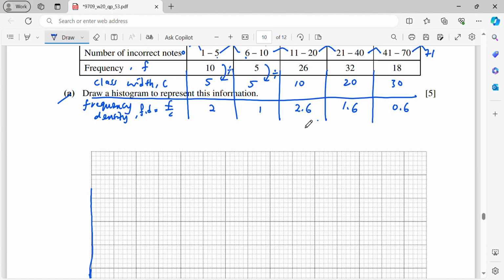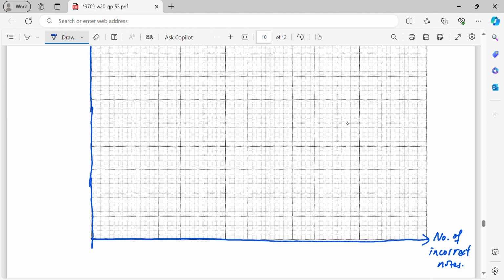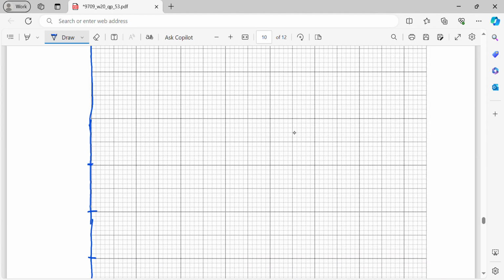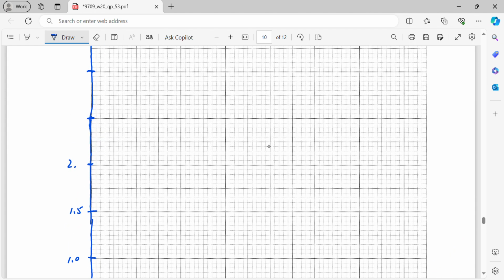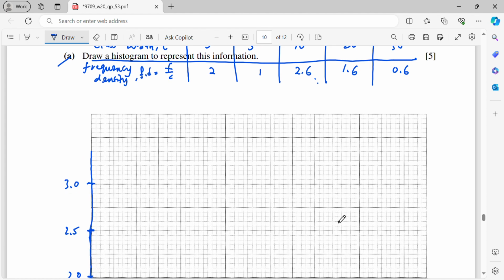Right, I need 2.6. Probably I will let this be 0.5, 1, 1.5, 2.0, 2.5, 3.0. So the maximum is just 2.6. So I will stop here. This is my frequency density.